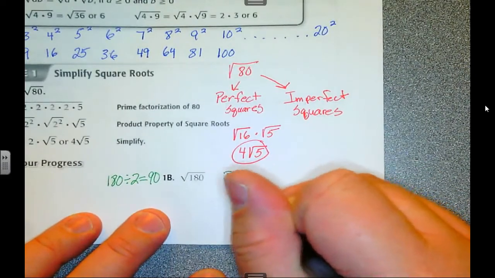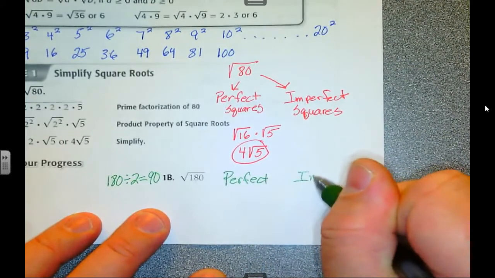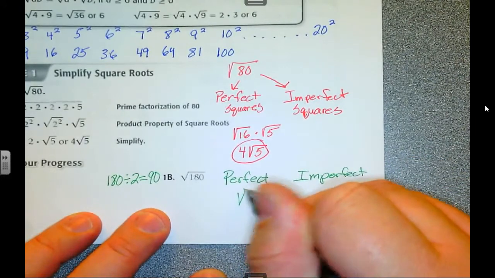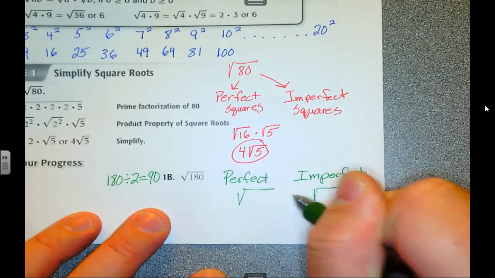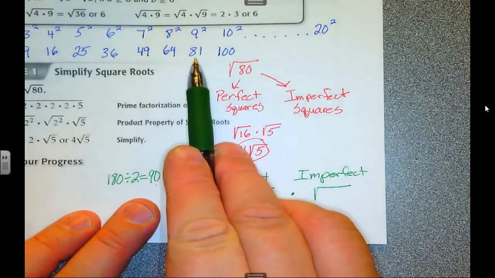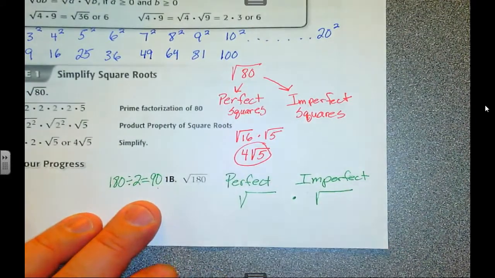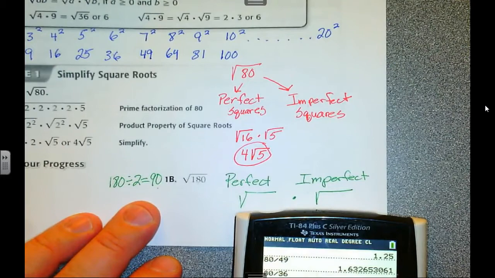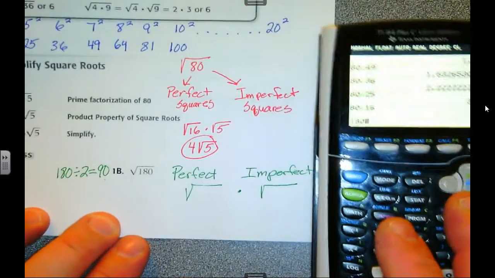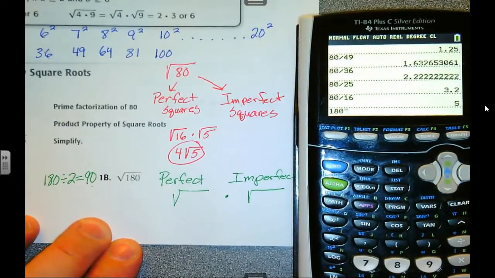So I'm going to have my perfect square here and my imperfect. So I'm going to start at 90. The biggest perfect square is 81. So I'm going to take 180 divided by 81.